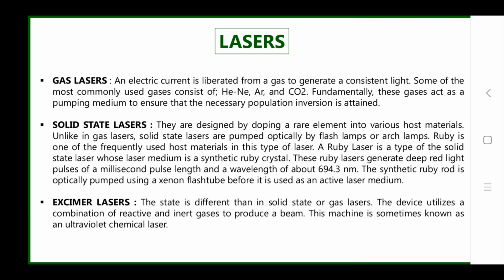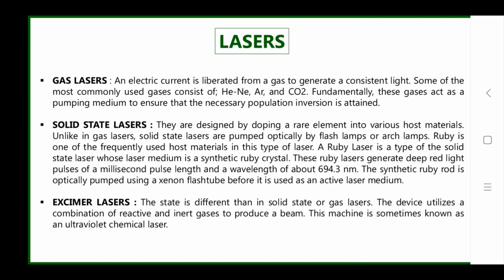Now for laser beam machining we require a laser. Again we have different types of lasers. Let us see one by one. First is the gas laser. An electric current is passed through a gas to generate coherent light. Some of the most commonly used gases are HeNe and CO2. Fundamentally, these gases act as a pumping medium to ensure that the necessary population inversion is attained. So this is about the gas lasers.